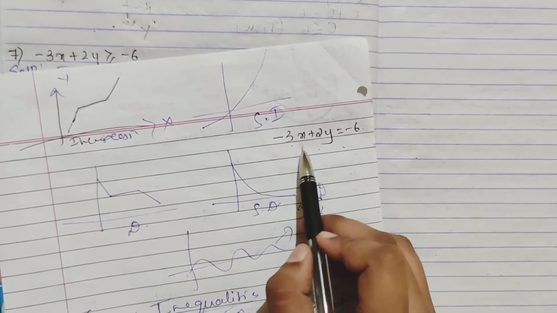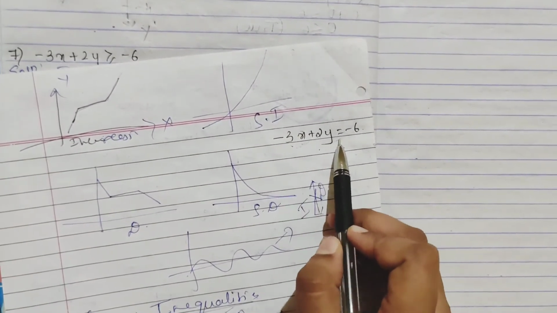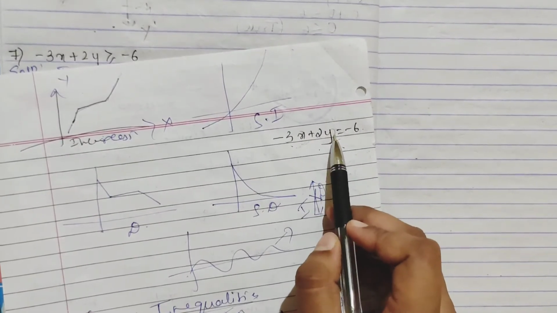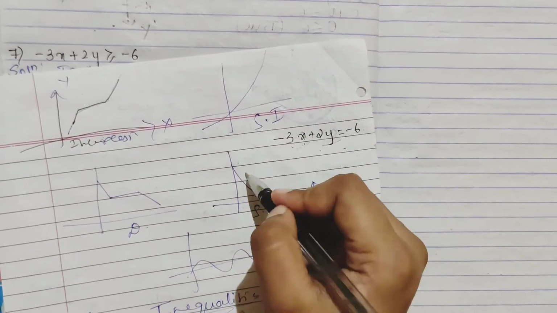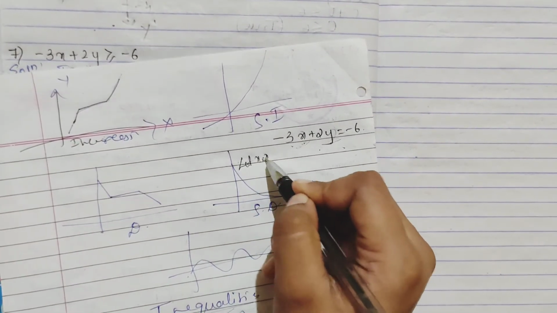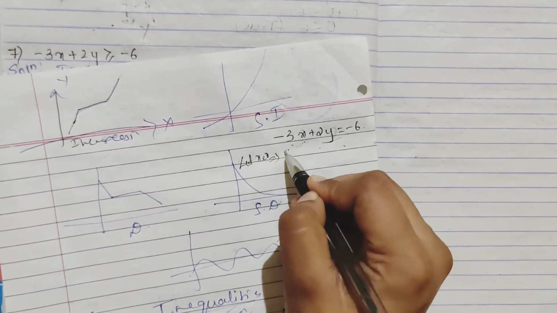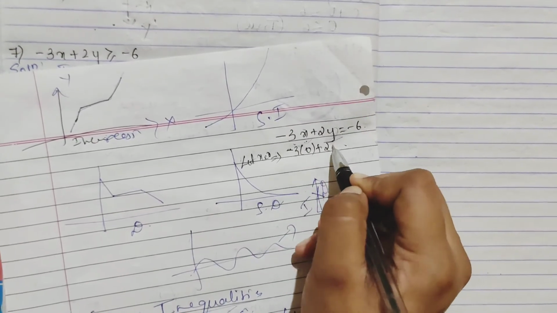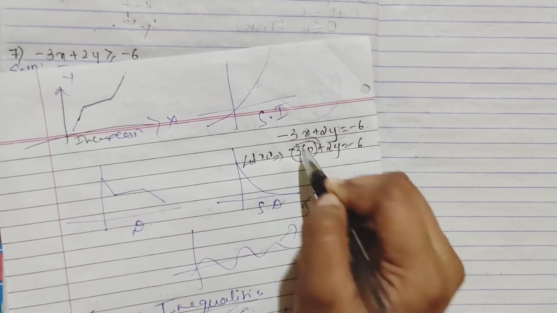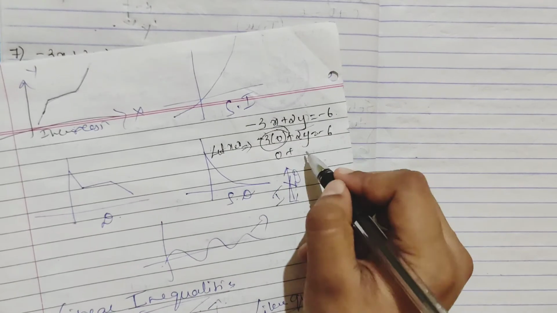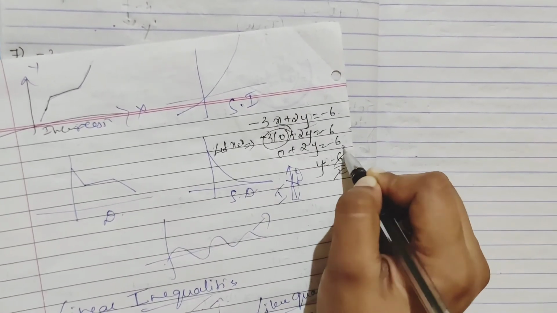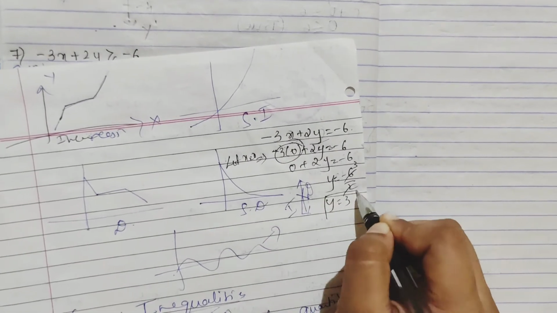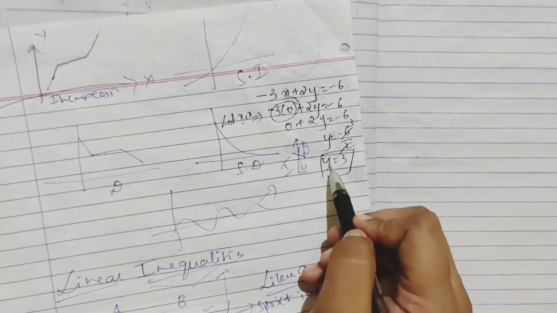First, when you put a value for x, you'll get the y value. When you put any number for y, you'll get the x value. So first, let x equal 0. Then minus 3 into 0 plus 2y equals minus 6. This whole term becomes 0, and you'll have 2y equal to minus 6. So y is minus 6 by 2, which is minus 3. So when x is 0, y is equal to minus 3.